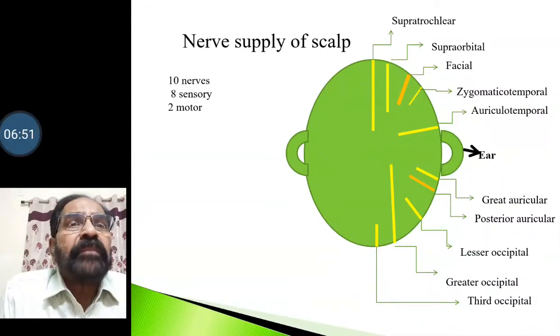Coming from anterior to posterior in order, the first nerve is supratrochlear, followed by supraorbital, then zygomaticotemporal, then auriculotemporal. These are the branches in front of the ear. Coming to the nerves behind the ear, starting just behind the ear, it is great auricular, followed by lesser occipital, followed by great occipital, and finally in the midline at the back, the third occipital.